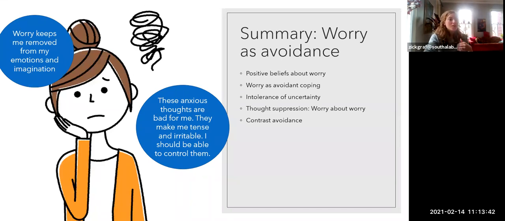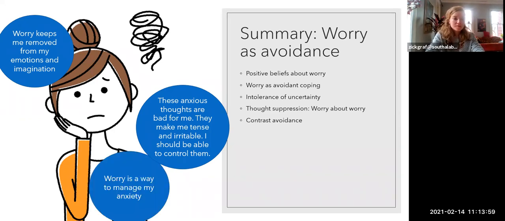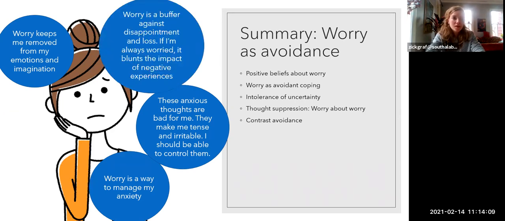Worry functions to keep people at a distance from their emotions and their imagination. So by thinking verbally about all the bad things that could happen and all the worst case scenarios, people with GAD avoid experiencing the emotions and the imagery that might come with those thoughts. People with GAD tend to have positive beliefs about worry and think of worry as an appropriate way to manage their anxiety or as a necessary problem-solving skill.